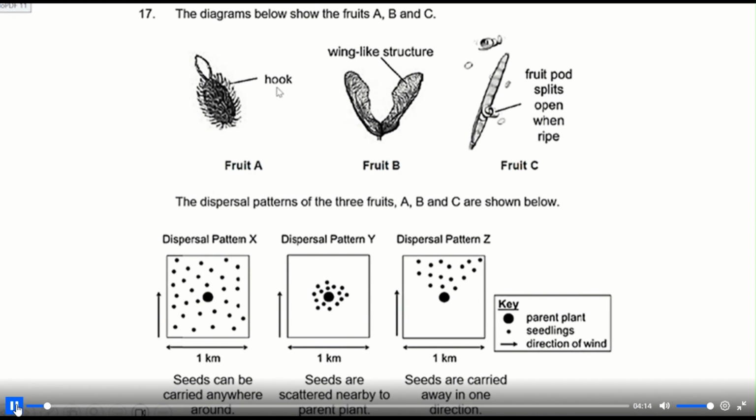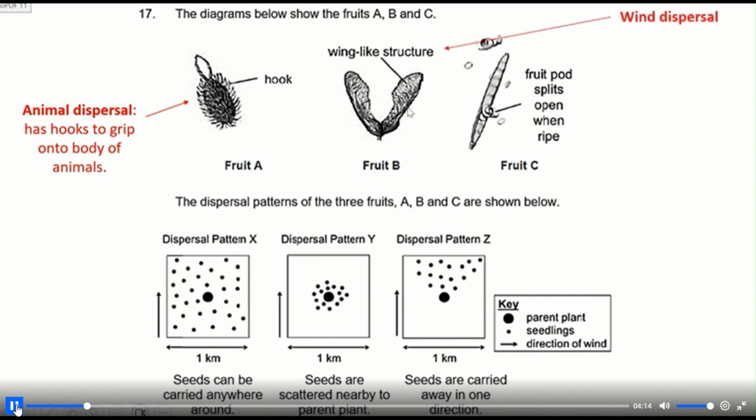For fruit A, we see that it has hooks on the fruit itself. So most likely this fruit A is dispersed by animals as it has hooks to grip onto the body of the animals. As for fruit B, we see that it has a wing-like structure, so most likely it is by wind dispersal. And for fruit C, the fruit pod splits open when it's ripe, so most likely it is by splitting action. So for fruits A, B, and C, the dispersal patterns of these 3 fruits are shown below.